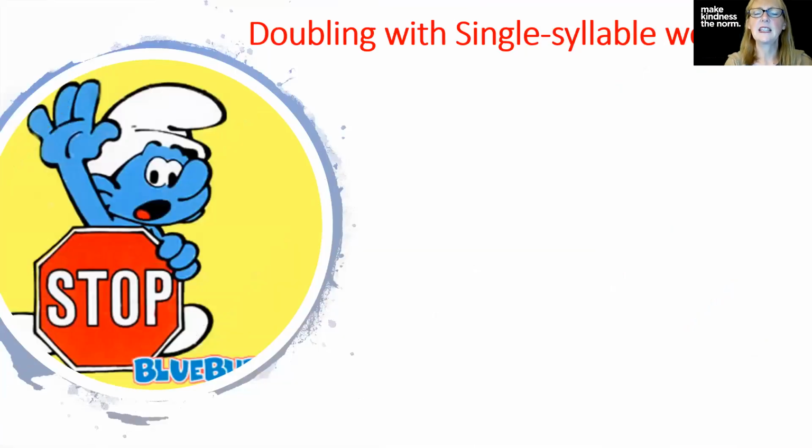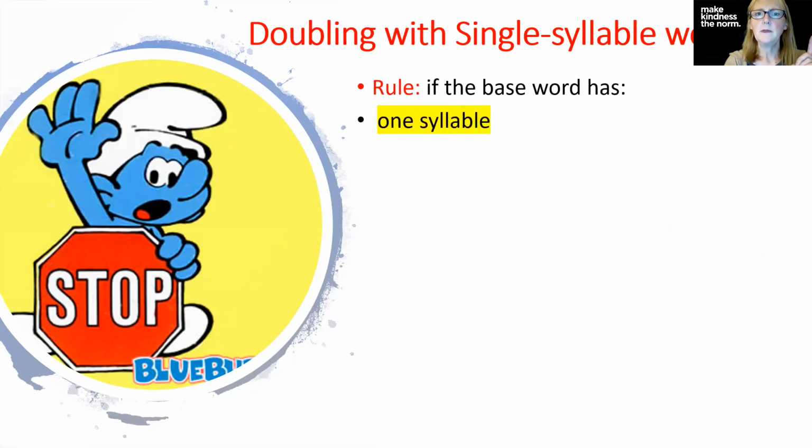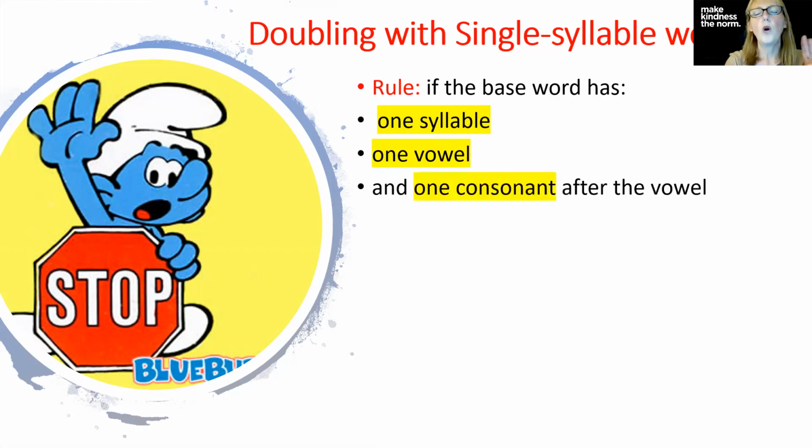Long versus short. Then we had just a quick review, doubling with single syllable words. Remember, there's a rule. We ask ourselves these questions. One syllable, one vowel, usually a short vowel, and then one consonant after the vowel. You can have lots of consonants before the vowel, but there can only be one after the vowel.